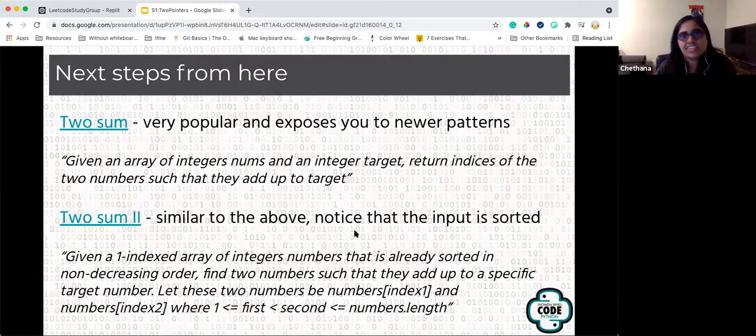The input is sorted here, so you basically just have to do it in linear time. After that, I guess just try out all kinds of Two Sum and all of that stuff. Yeah, I guess that would be the next step from here.